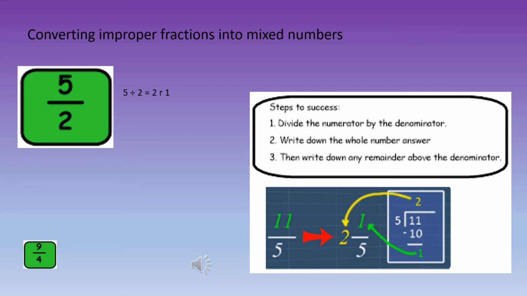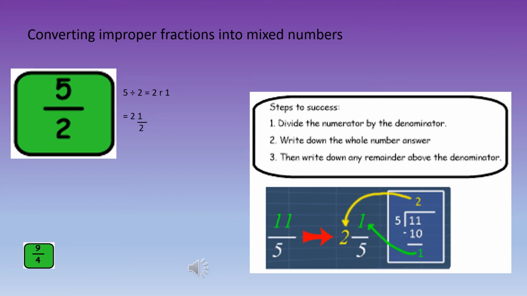This would give you an answer of 2 remainder 1. Following our steps to success, the next thing to do would be to write the 2 as a whole number, and then our remainder, which in this case is 1, we would place on top of the denominator, which is 2, giving us the answer of 2½.